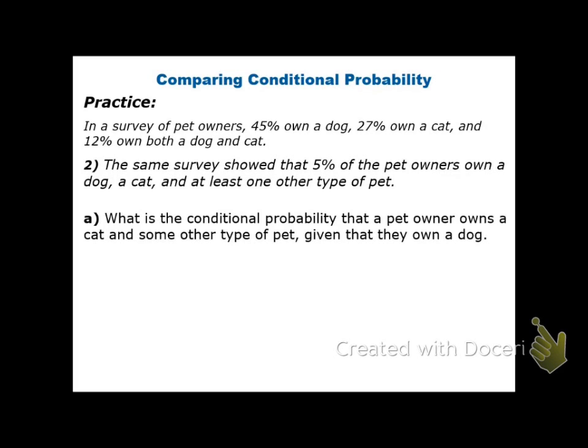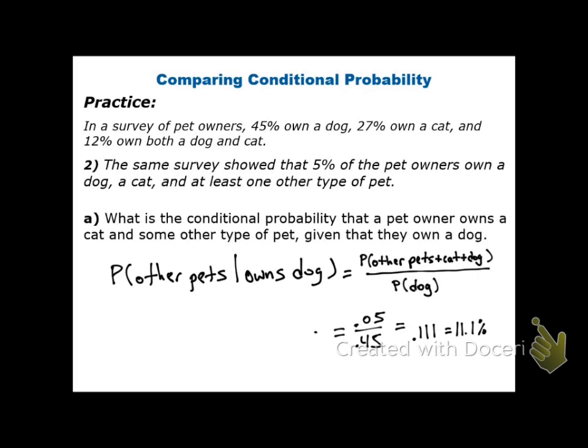So let's go ahead and try this one on our own, and I'll put the answer up in 5 seconds. So try pausing the video. So if you've done this one correctly, you're going to take the probability of owning other pets plus dogs and cats, so you own all the possible animals, so in this case 5%, over your probability of owning just the dog, which in this case would be 45%. When you divide those, you get right around 11.1%.